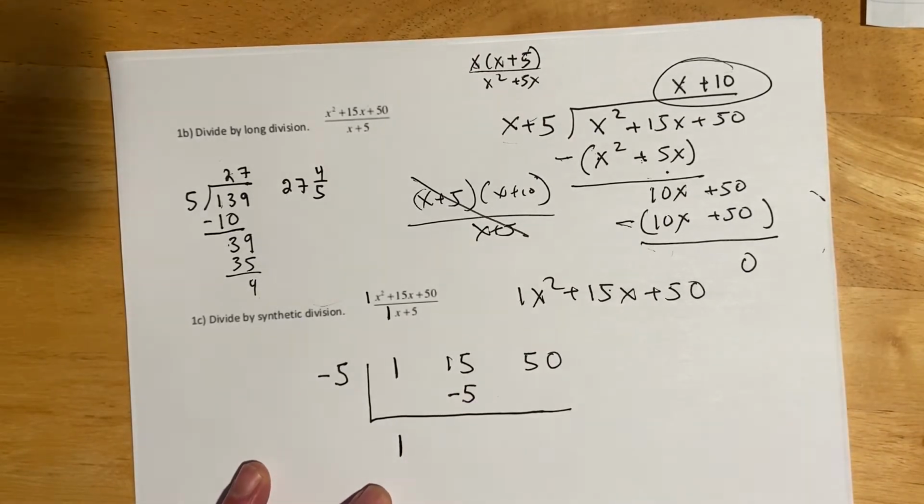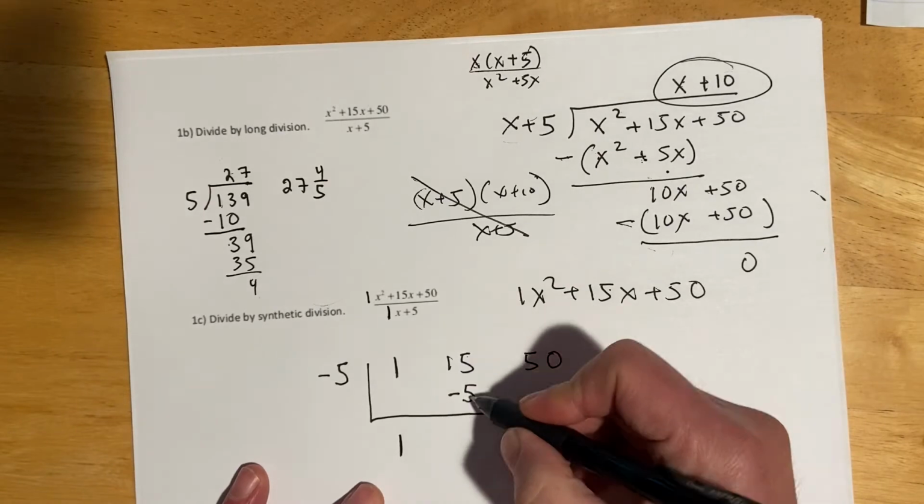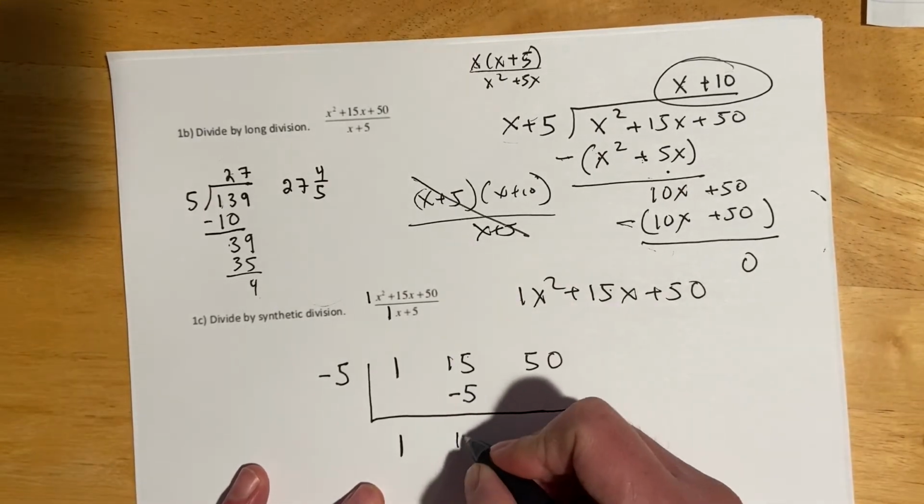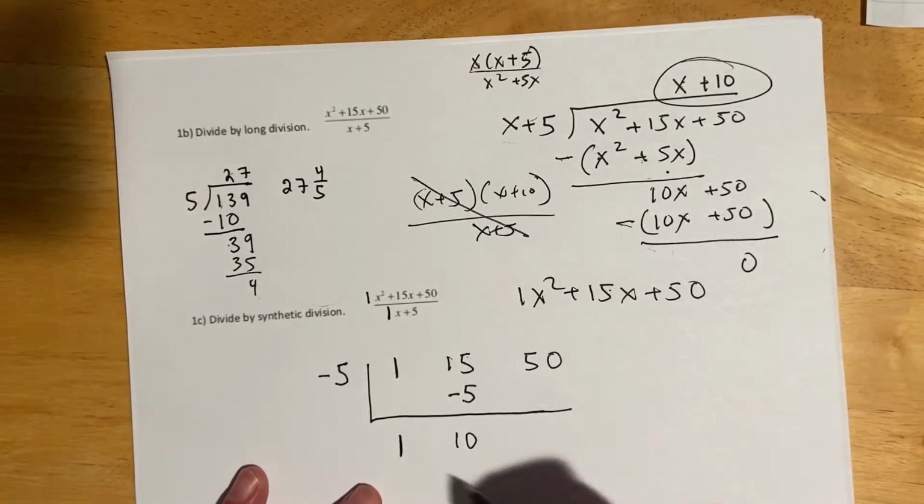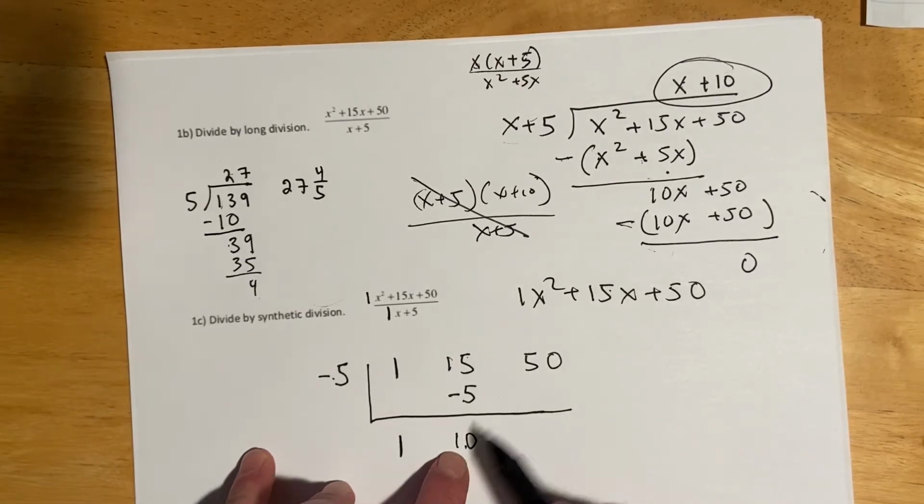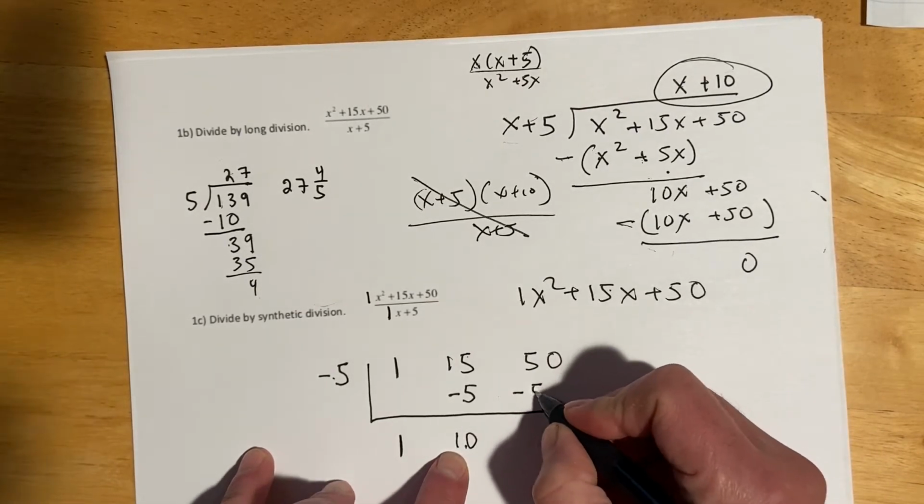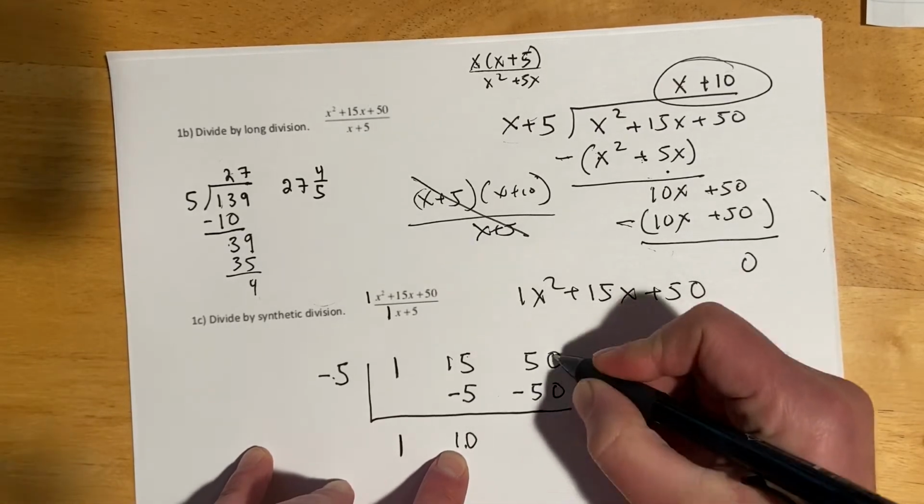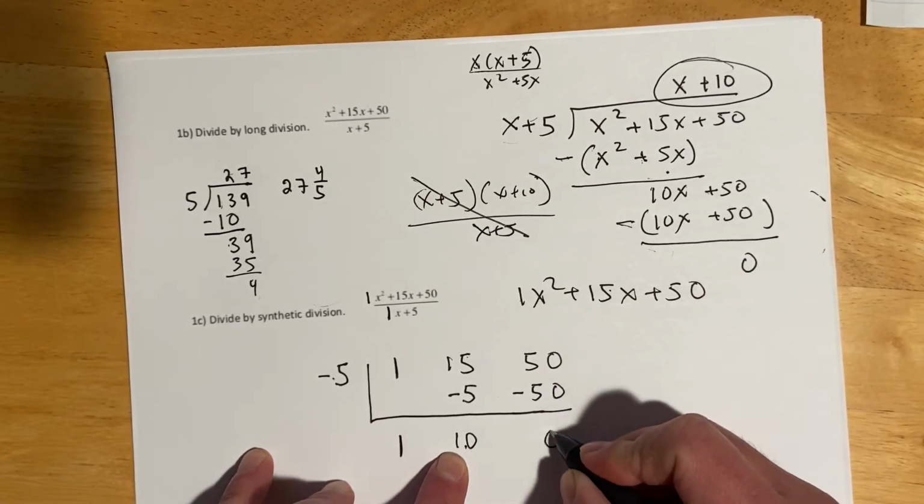And then we just do whatever math comes up there. So this says 15 minus 5. Cool, that's 10. And then we go again. So now we go negative 5 times 10, and that makes negative 50. And then we just do whatever math that says. So 50 minus 50 is 0.